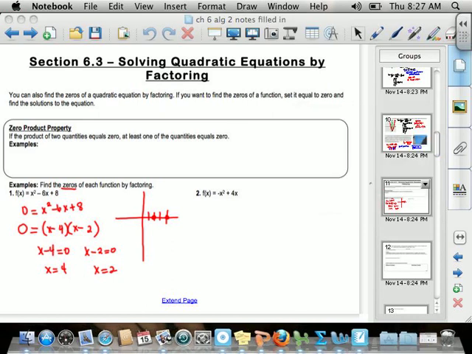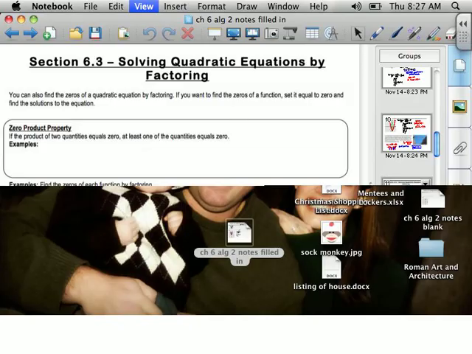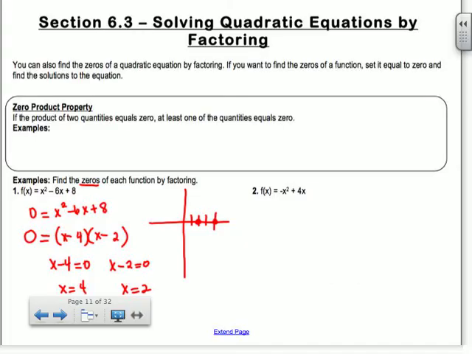All right, section 6.3 is on solving quadratic equations by factoring. I kind of previewed this a little bit for you last time so you could start on your homework. But basically, you can find the zeros of a quadratic equation by factoring. Remember, zeros are also called x-intercepts, roots. Anytime you hear any of those words, it means find where you're crossing the x-axis. If you want to find the zeros of a function, set it equal to 0 and find the solutions of the equation. Most of the time, this will involve factoring.